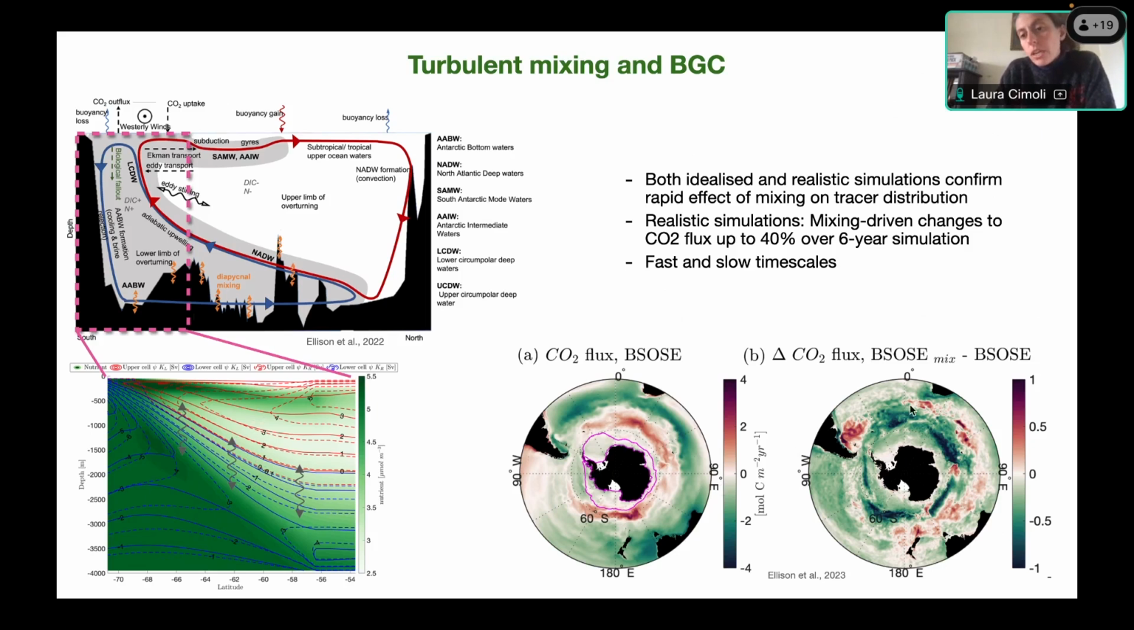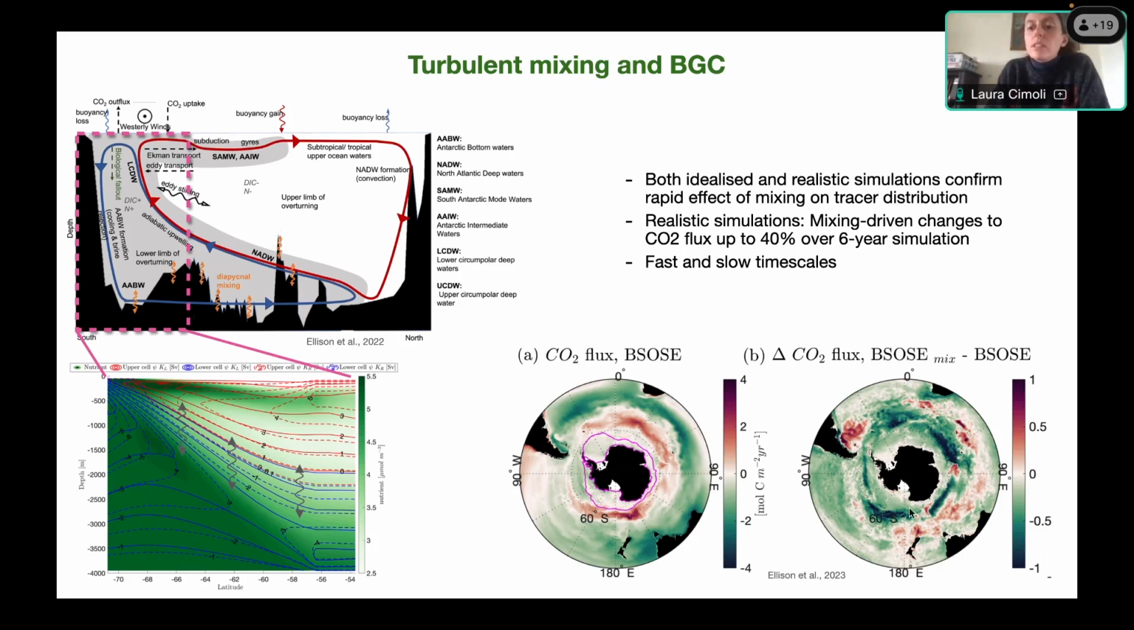And then she tested these hypotheses in a more realistic configuration, which is with the B-SOSE, the Biogeochemical Southern Ocean State Estimate. And she found again that with the change in the mixing parameters in the Southern Ocean in this state estimate, the circulation per se doesn't change much. Many of these changes that she observes happen so quickly that they're not related to the equilibration timescale of the circulation.